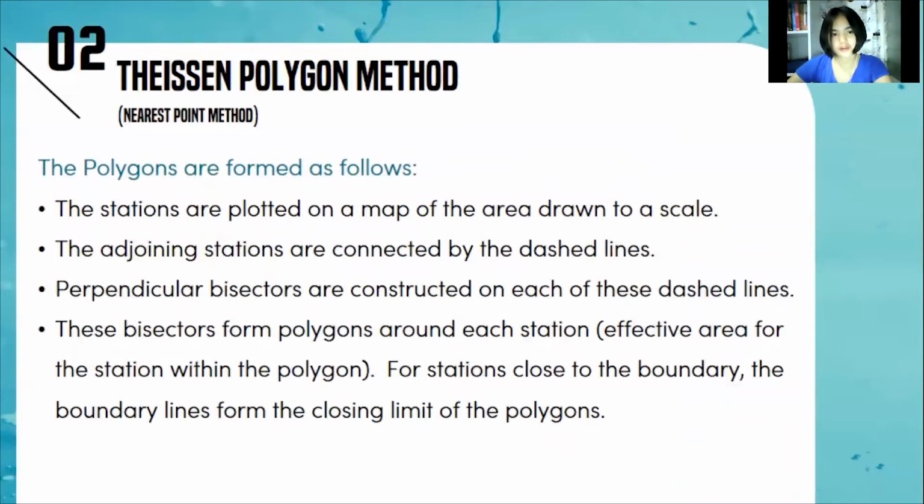So the polygons formed by the stations are plotted on a map of the area drawn to scale. The adjoining stations are connected by dashed lines. Perpendicular bisectors are constructed on each of these dashed lines. These bisectors form polygons around each station, defining the station's affected area. For stations close to the boundary lines, the boundary forms the closing limit for the polygons.